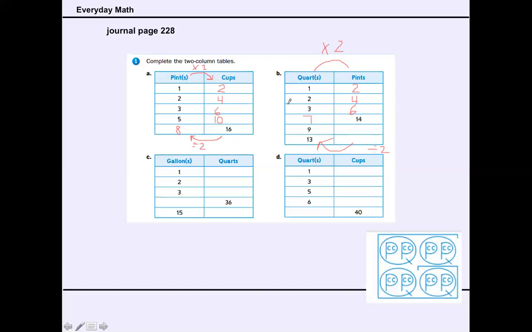So there are 14 pints in 7 quarts, excuse me. When I go from 9 quarts to pints, I'm going to multiply by 2. So 9 times 2 is 18.